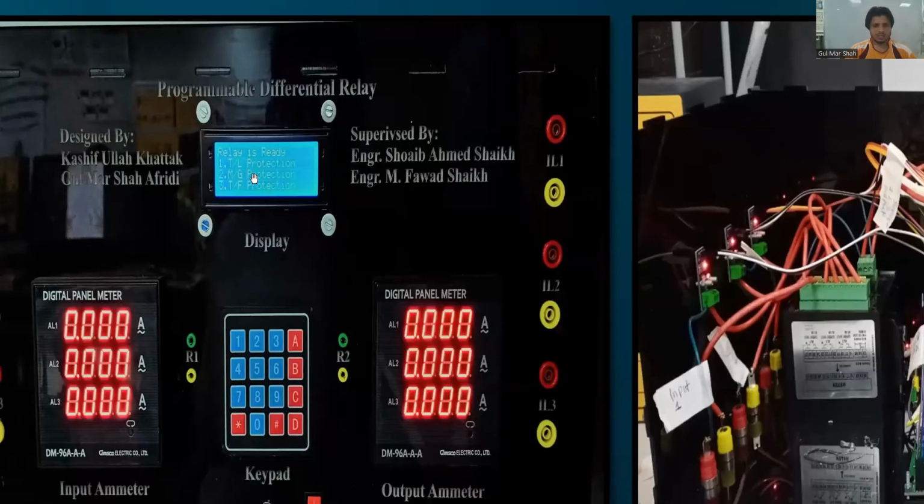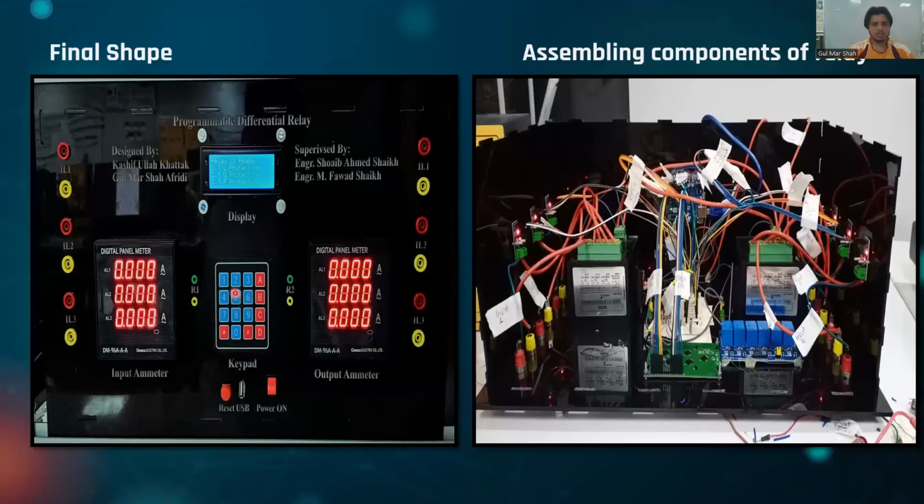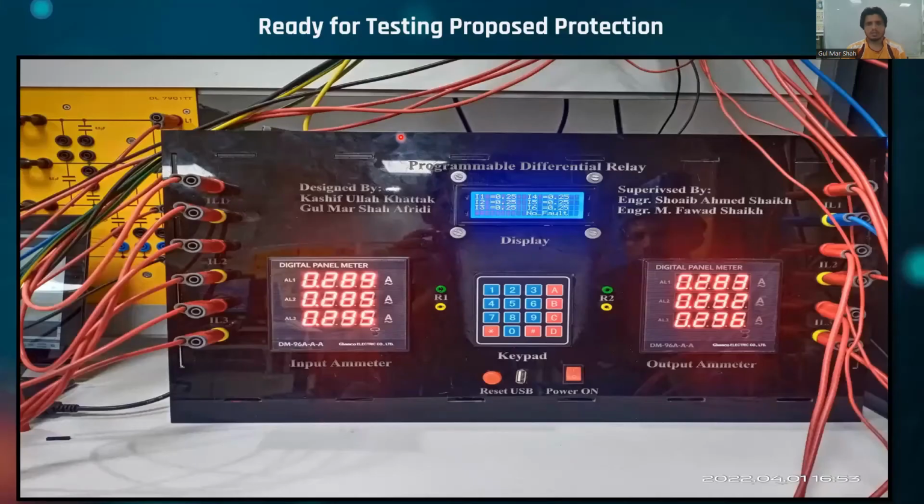different types of currents, and it also shows the relay's loading. You can select transmission line protection, motor or generator protection, or transformer protection. With the help of this keypad, the user can give instructions to the differential relay on which protection is wanted. This is the assembling. We have assembled the different components of our differential protection in it. This is ready for the proposed protection.